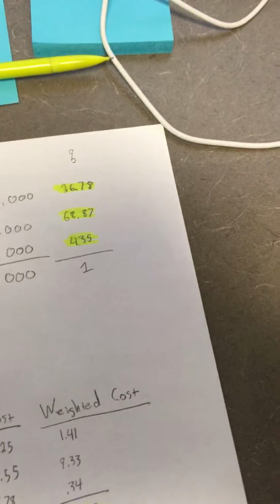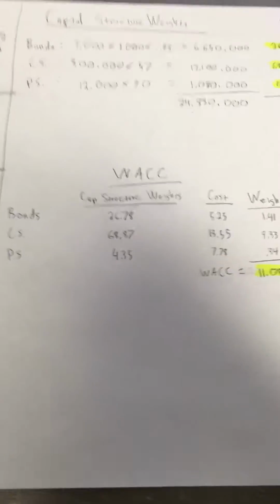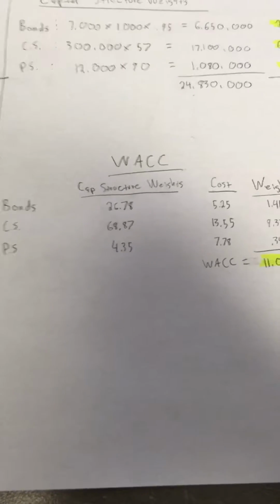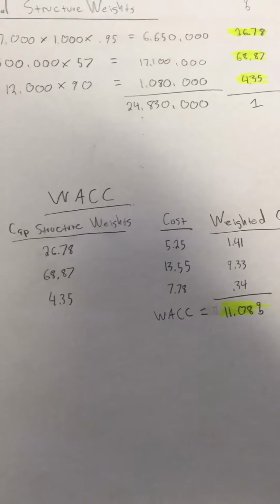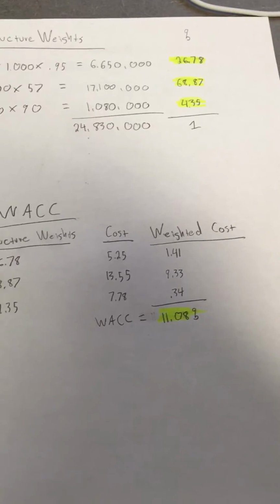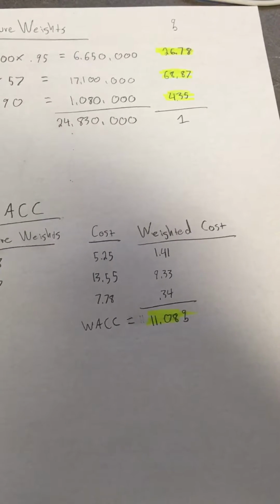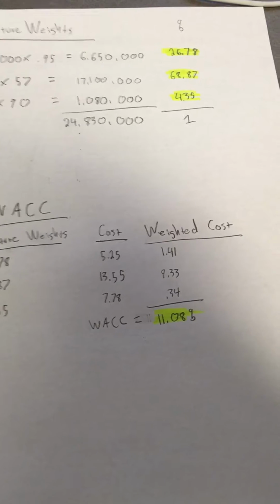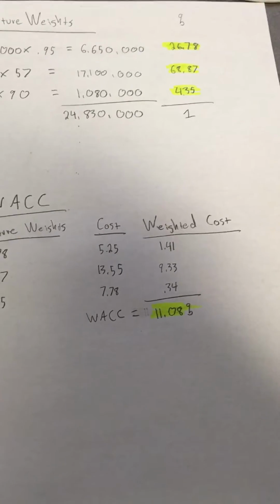And then lastly, you're going to take these percentages and multiply them by your individual costs in this table down below to get the weighted cost for each portion of your capital structure. So here are the capital structure weights, and you just multiply them by the cost, and that results in your weighted cost. For bonds, I get a weighted cost of 1.41%, stock 9.33, and preferred stock 0.34. Then you add those all together and you get your weighted average cost of capital of 11.08.